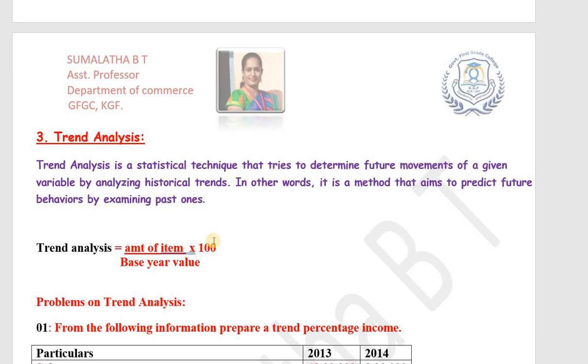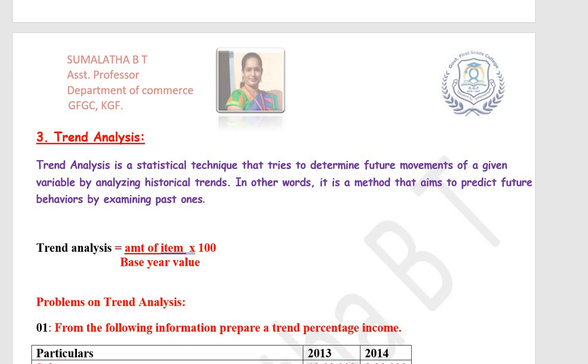So in trend analysis, we always consider the first year as the base year. Say they give 17, 18, 19, 3 years of information. Keeping year 17 as the base, we find 18 and 19. When 17 is the base, all the 17 values are taken as 100%, and keeping that as the base we find 18 and 19.